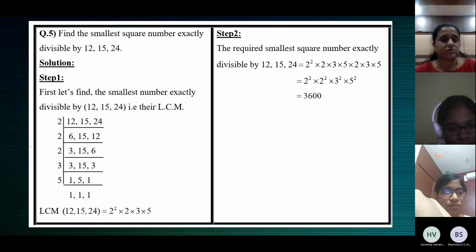See here. So you know how to find the LCM, children. So go on till you get 1, 1, 1 like this.